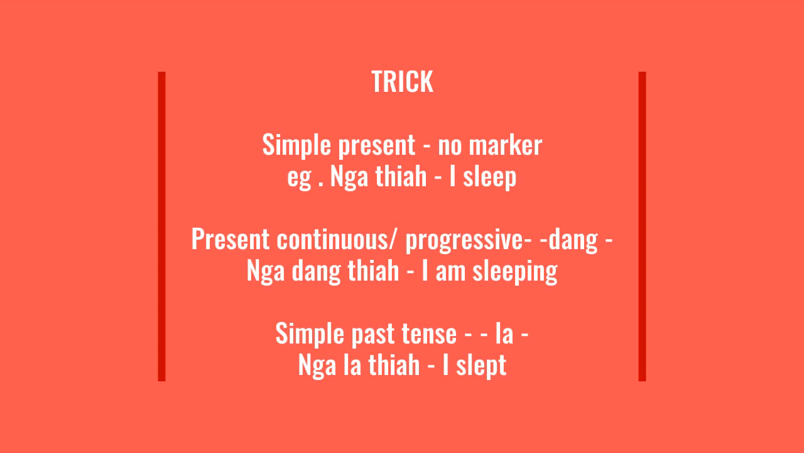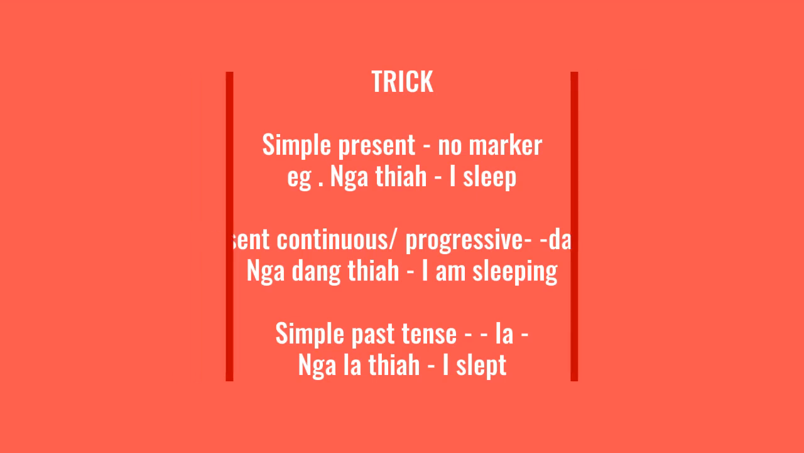Present continuous or progressive, we use dang. Nga dang thia, I am sleeping. And simple past tense, la. Nga la thia, I slept.